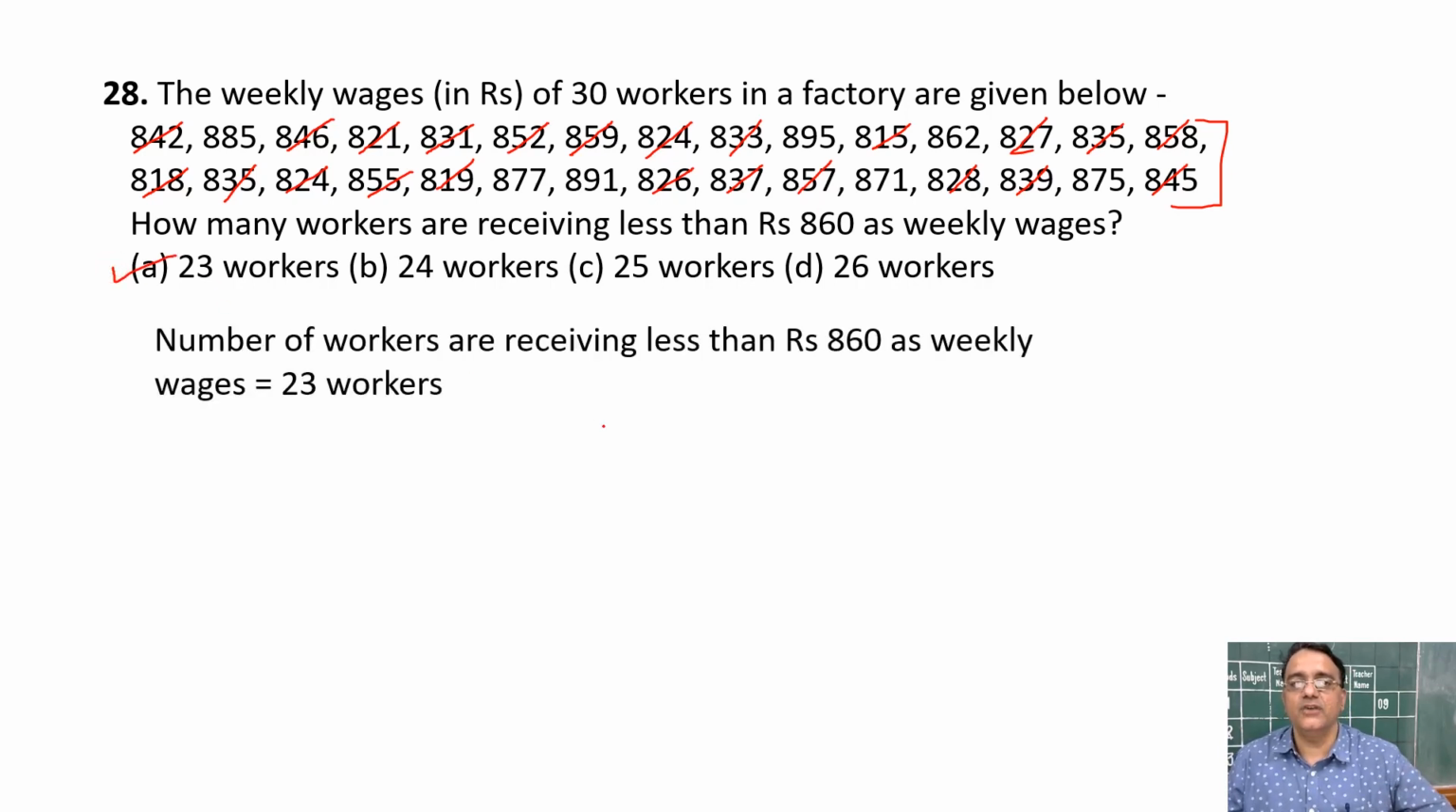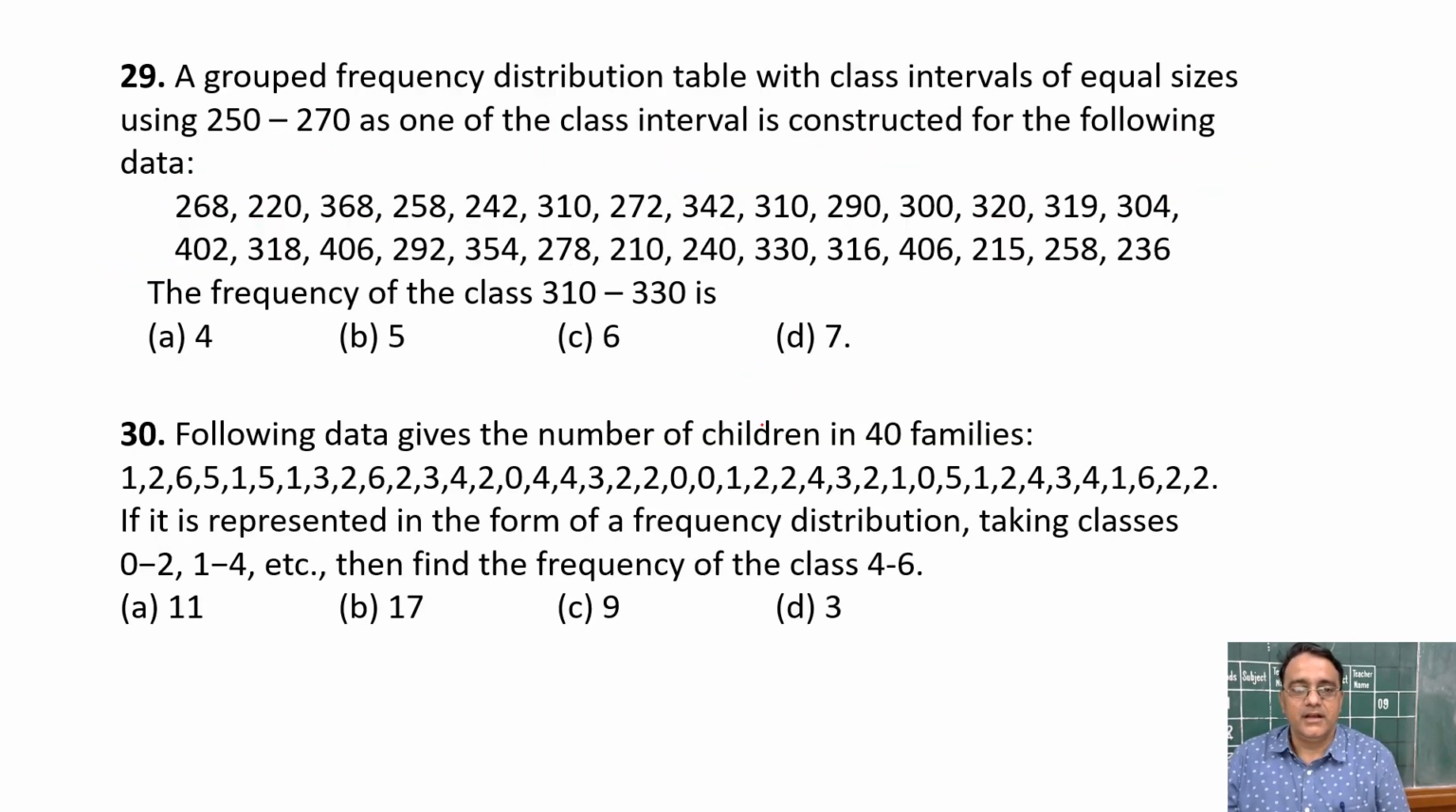Right. So now we are moving toward question number 29 and question number 30. A grouped frequency distribution table with class intervals of equal size, using 250 to 270 as one of the class intervals, is constructed for the following data. The frequency of the class 310 to 330 is dash. So in 310 to 330 we will include 310 but we will not include 330. So let us count from here.